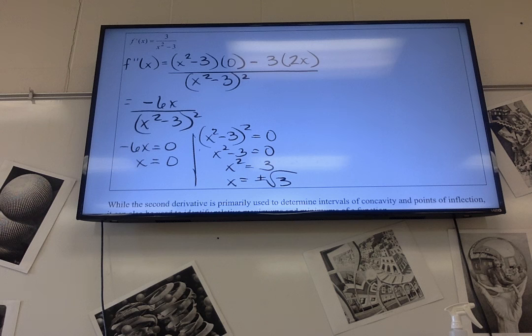All right, so number line. Double prime of x. We have 0 and positive square root of 3. What is the square root of 3 like? About 1.7 something. So -2, -1, 1 and 2.